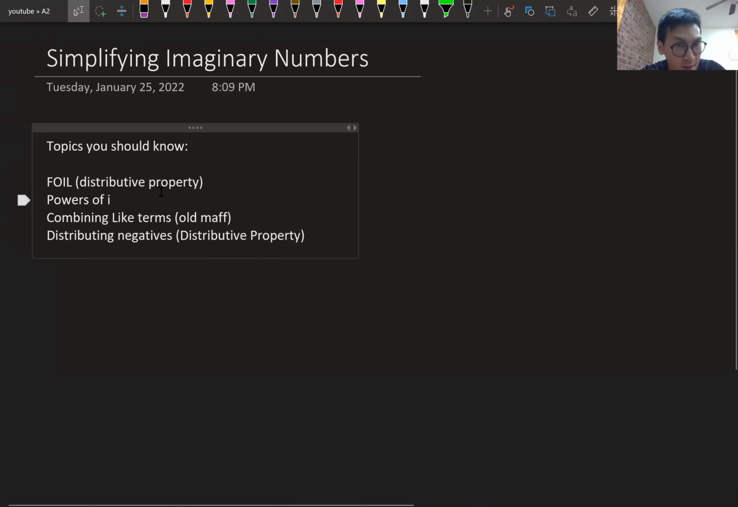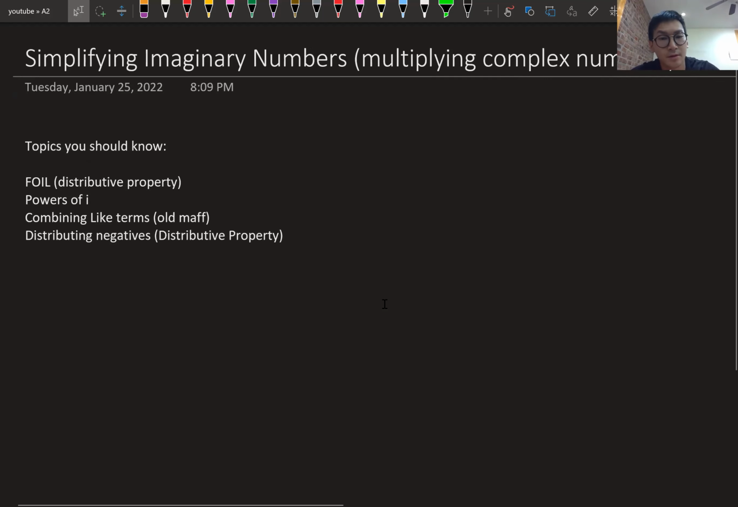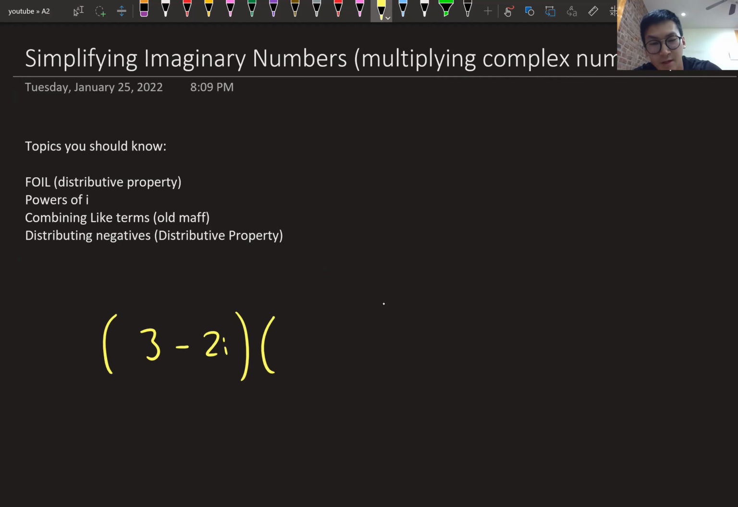Okay, so the topic is going to be simplifying imaginary numbers. Specifically, we'll talk about multiplying complex numbers. Let me write that. Complex numbers. Okay, so I created something like this: 3 minus 2i times 1 minus 4i. And I said simplify.